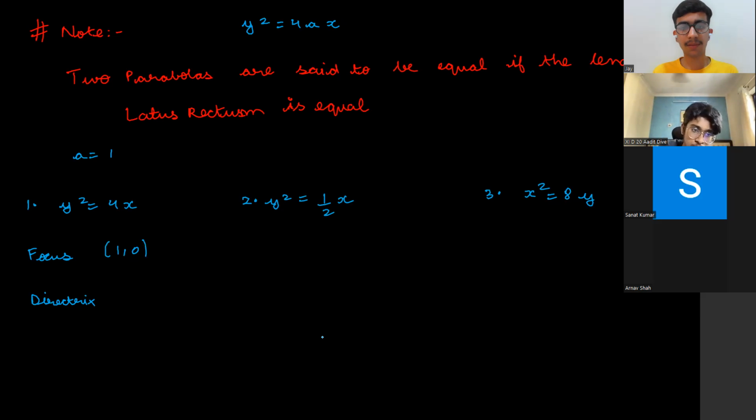What about the directrix? X plus 1 is equal to 0. Right, x plus 1 is equal to 0. What about the vertex? 0, 0. 0 comma 0. What about the axis? Y is equal to 0. Correct.